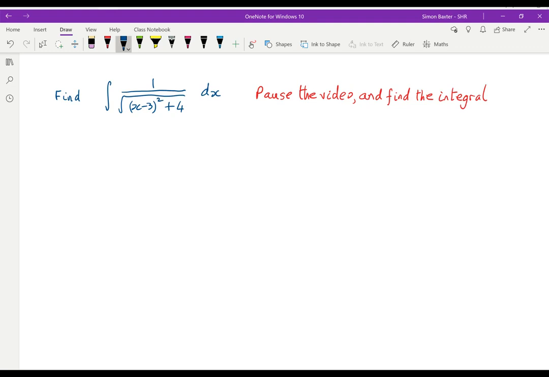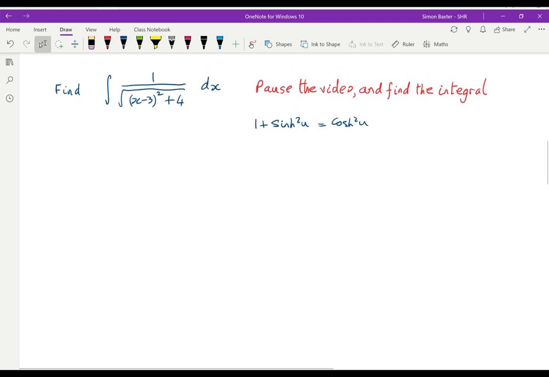Well, did you manage to do it? The pattern is very similar to earlier integrals. We have a square root, we have a plus. This rather suggests something like 1 plus sinh squared u is cosh squared u. And so 4 plus 4 sinh squared is 4 cosh squared. So if we can turn 4 plus 4 sinh squared into 4 cosh squared, our square root is then nice and easy.